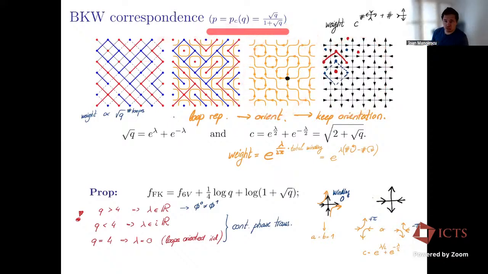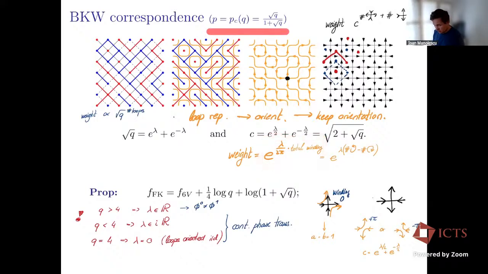And these models come with weights. If you put the weights right, all the weights here are going to sum up to the same thing as all the weights here, almost. I'm really being a little bit loose on the details. And the key point is to look at this middle model as having a weight that is given by e to the lambda over 2 pi times the total winding. And this you can compute in two different ways.